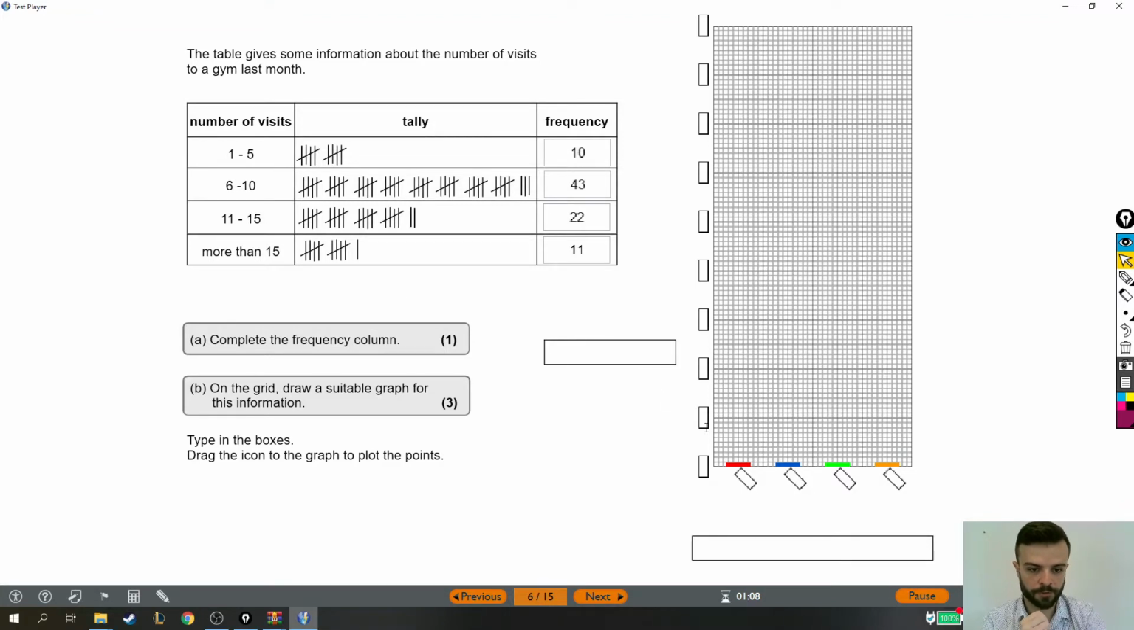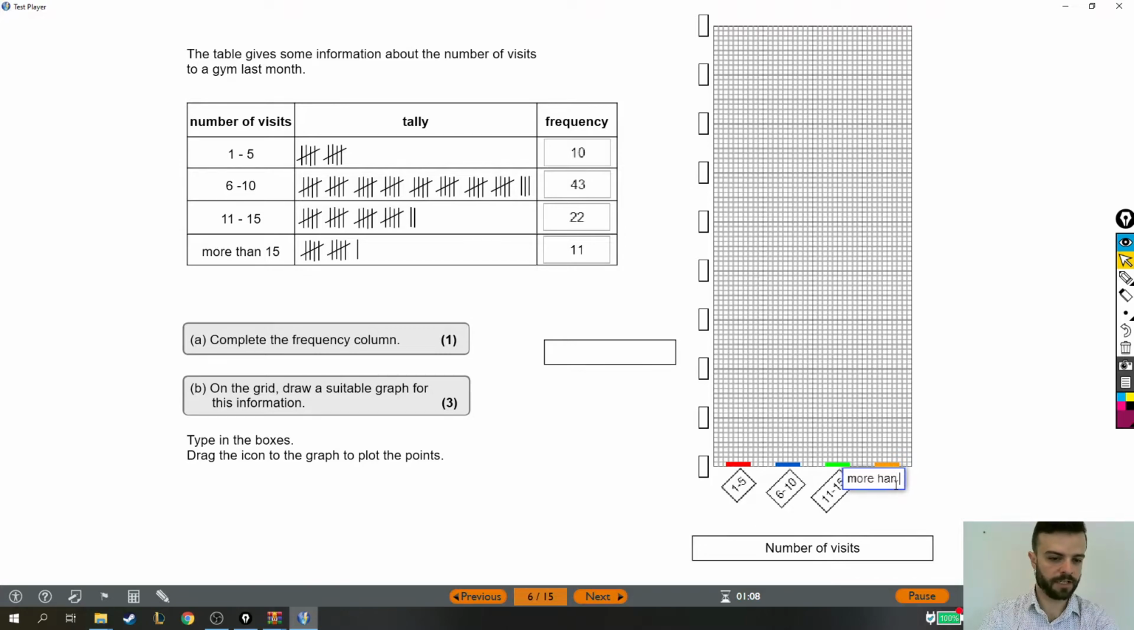Now we can see across the bottom, we've got these bars that we can click and drag, so it's going to be a bar chart, and the categories across the bottom are going to be the number of visits. So first thing I'm going to do is say that's what these bars are going to represent. So this is the number of visits, and the different categories are 1 to 5. The next category is 6 to 10. Then we've got 11 to 15. And finally, more than 15.